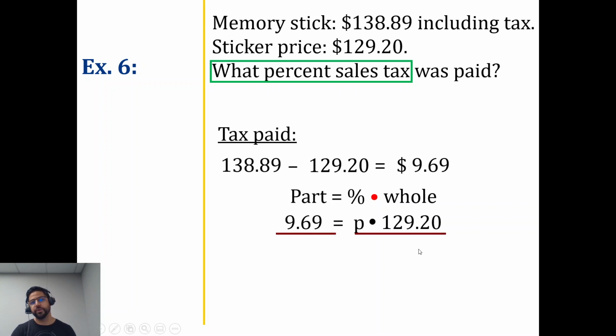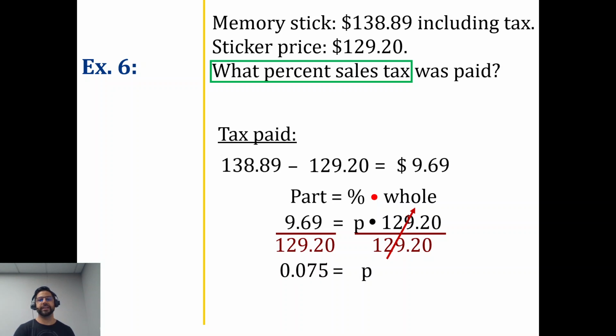So you divide by 129.20, and this one would be an acceptable problem to use your calculator. But superstar students might be able to do that without. So the P is equal to 0.075, which would be 7.5% for tax.